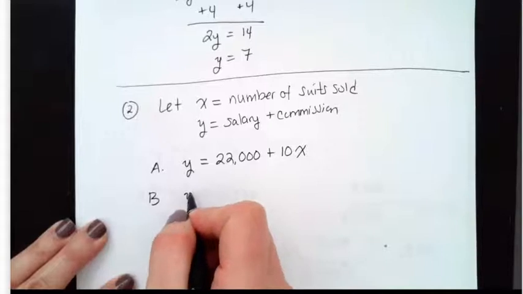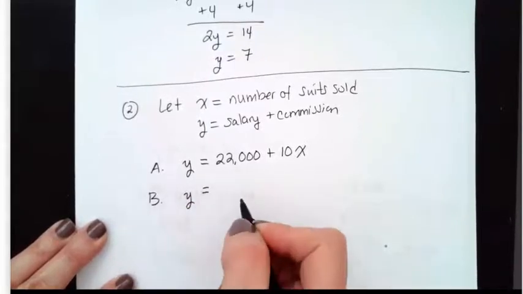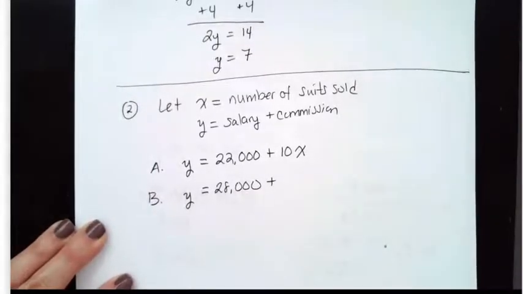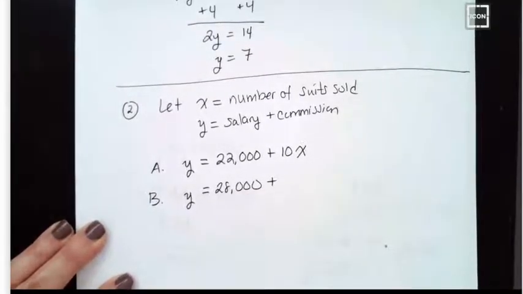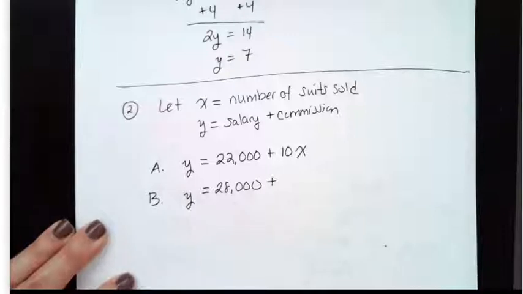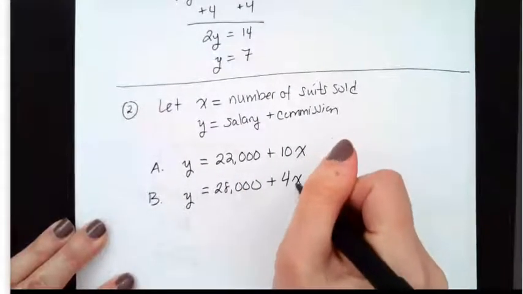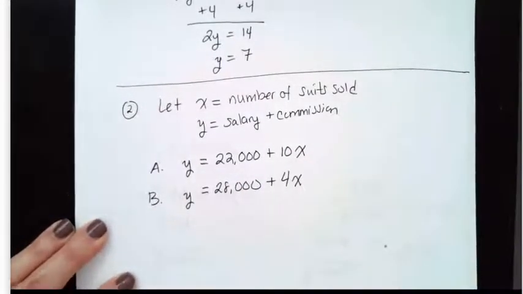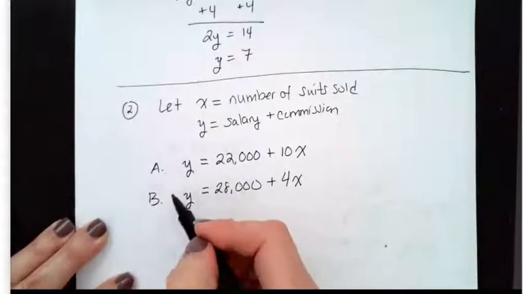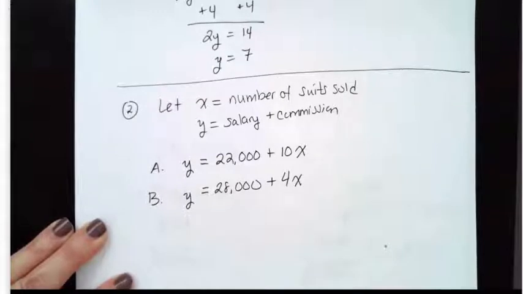For Company B, the amount of money he makes is equal to, it was $28,000 plus, it was a different amount per suit, let's see. So $28,000 plus $4 of commission per suit. So $4 for each suit sold. And the question says, how many suits should he sell for the options to be equal? So we want what he makes at Company A to be equal to what he makes at Company B.